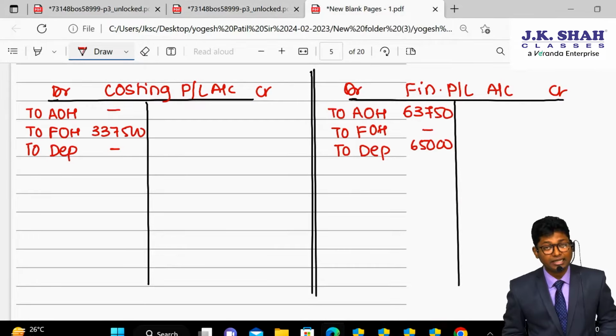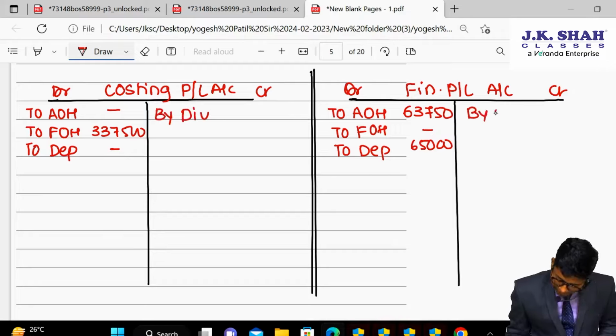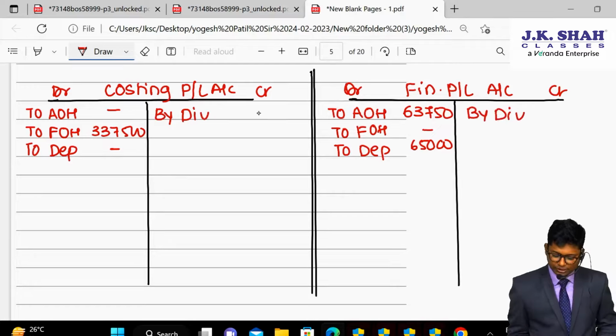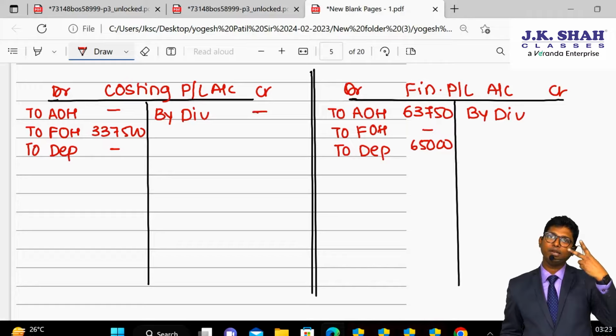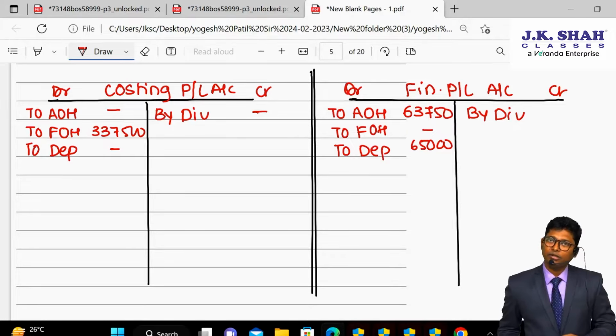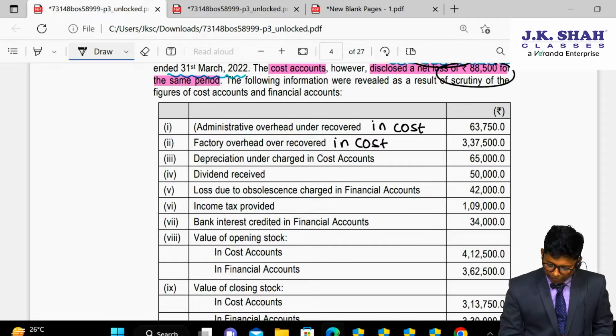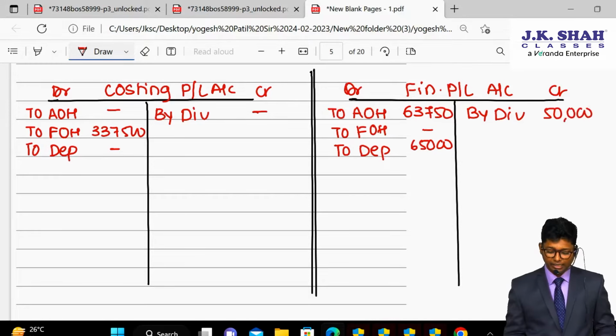Dividend received is an income. So first of all, dividend and all other incomes come on the credit side. But in costing we never record any income, we record only two incomes, sale of finished goods and sale of scrap. We never record other incomes in costing, but this income we record in the financial account, and dividend received is 50,000, which I am putting on the credit side of my financial P&L account.